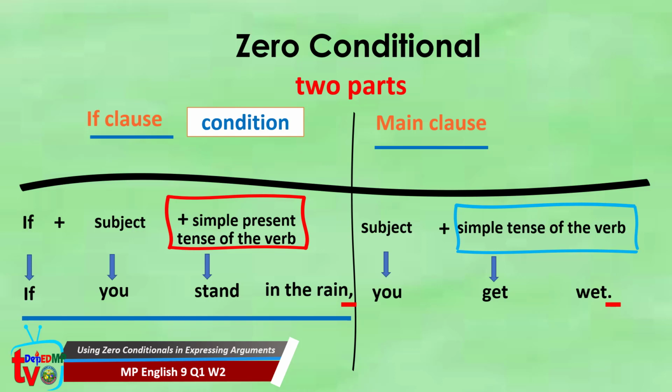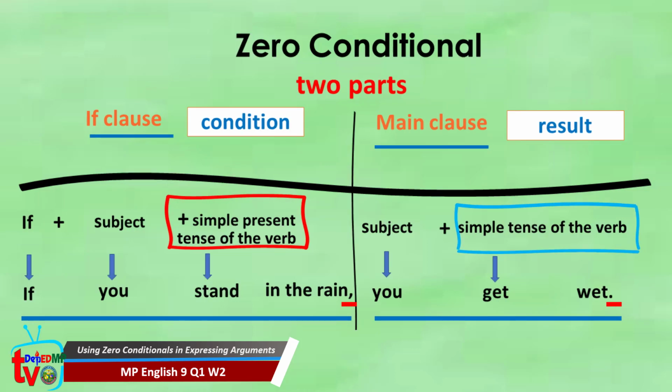How about the main clause, you get wet? How is it related with the if clause? You are right again. It is the result of the condition. Because if you look at the condition, if you stand in the rain, definitely the result or the effect would be you will or you get wet. We can therefore say again that the main clause is also called as a result clause.